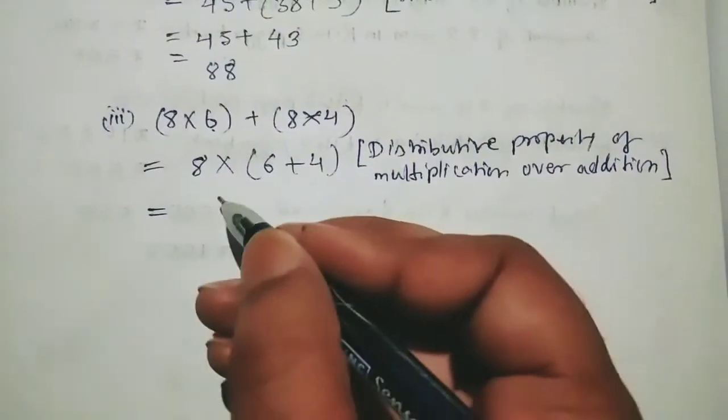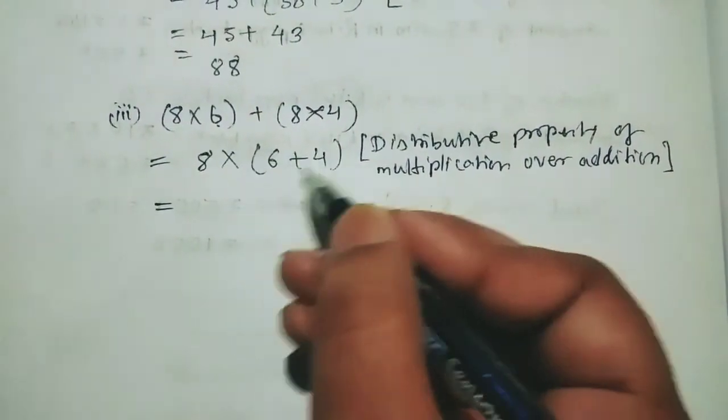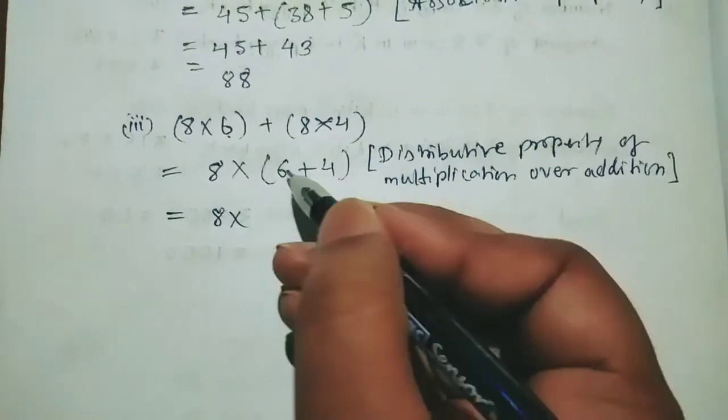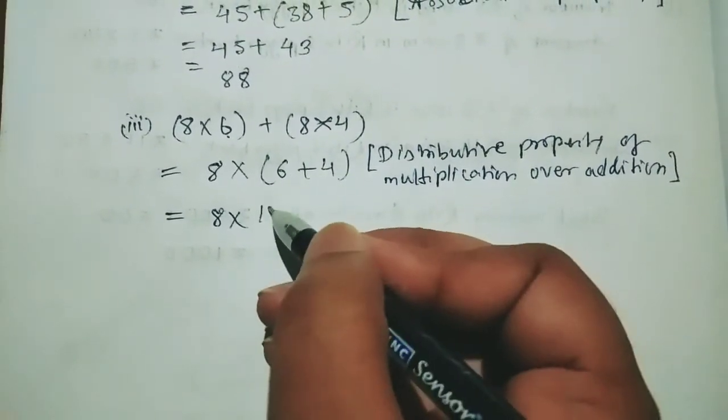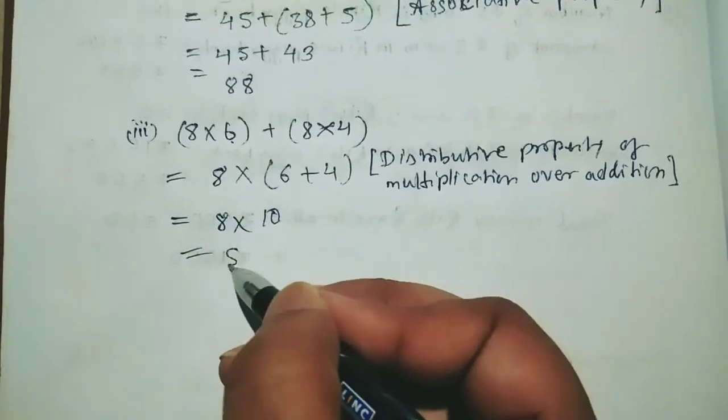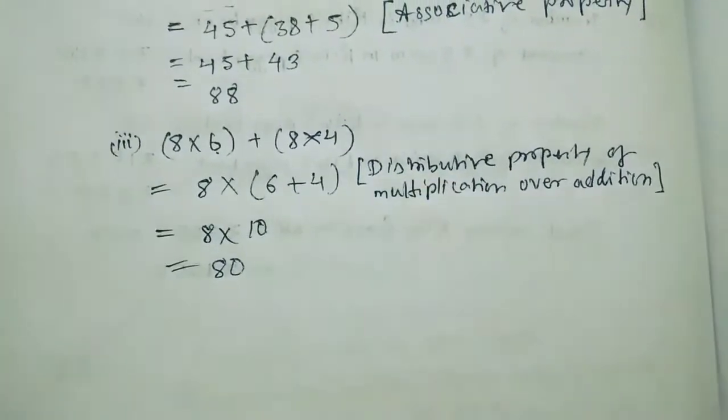Now that the reason is written, easily we can find the solution. 8 into, we will solve the bracket first of all. 6 plus 4 is 10. Now 8 into 10 is 80. So very simply we have solved this, right?